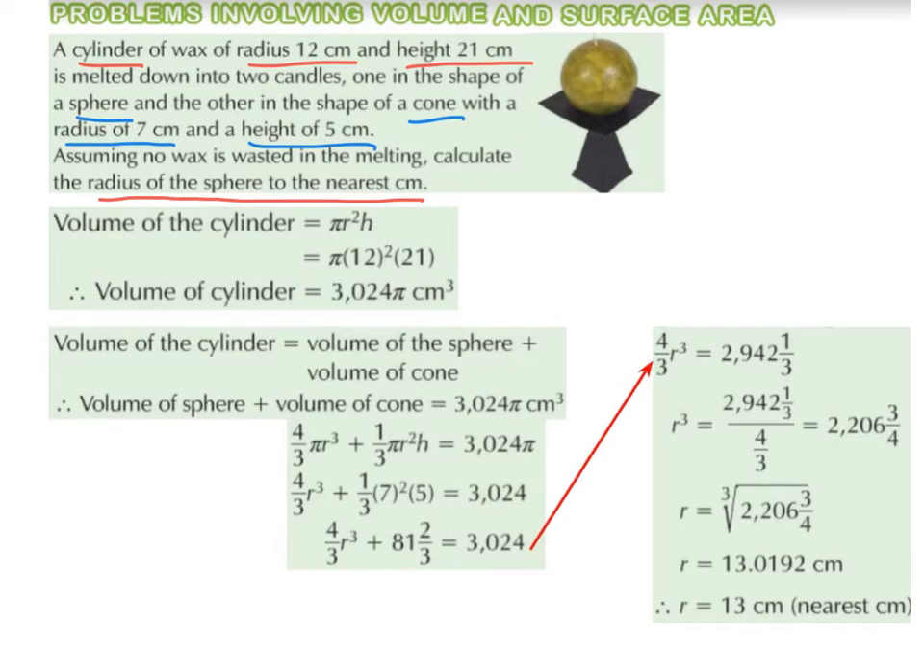12 squared times 21 is 3024, and we're going to leave it in terms of pi for the moment. So the volume of the cylinder is 3024 pi centimeters cubed.